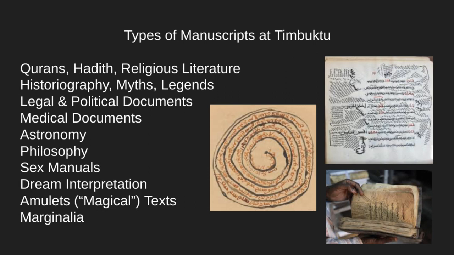Now, there's historiography like the Tariq al-Fattash, Tariq al-Sudan, these histories, myths, like the myths of Alexander the Great, for instance, legends that you'll find, interesting stories. There are legal and political documents. There are medical documents, documents addressing questions of astronomy, philosophy, even sex manuals. There are manuals for dream interpretation as well. And of course, there are plenty of amulets or these magical texts as well.